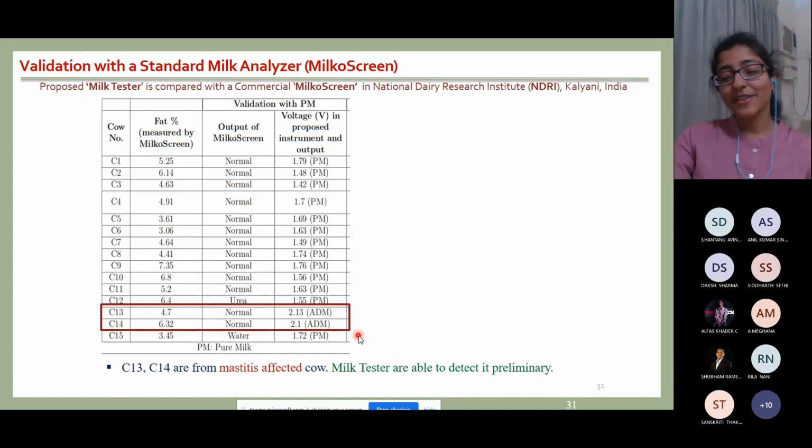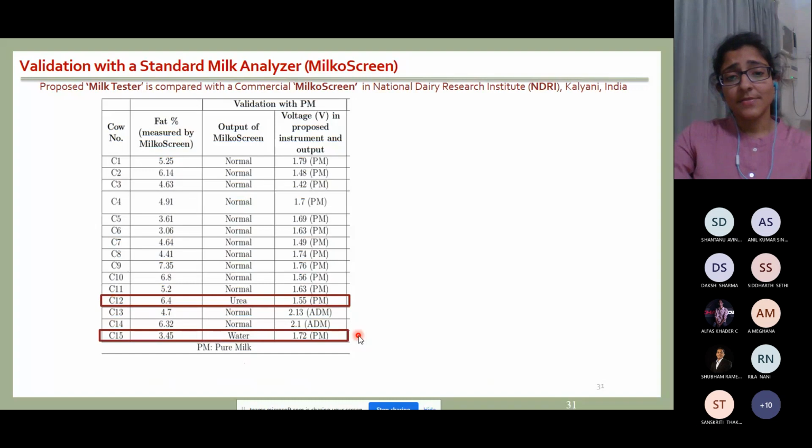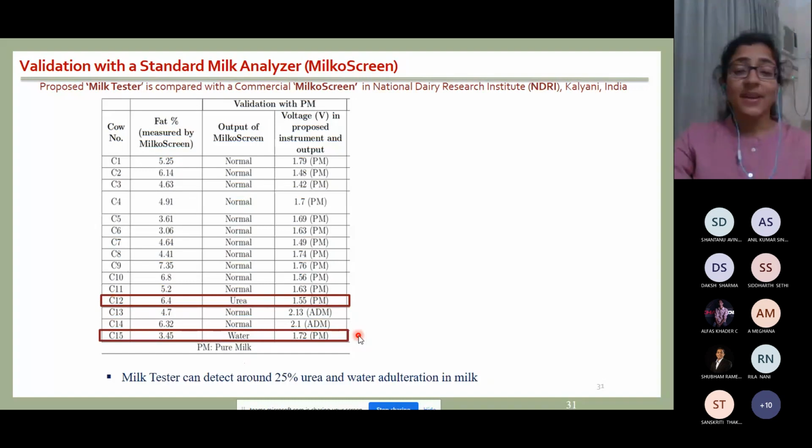So this is one of the findings. After that, we saw that the Milkoscreen could detect the urea and normal water adulteration, but our instrument couldn't, and we found that it is because of the covalent bond. Our instrument can detect 25% urea and water adulteration in milk, and we are doing research on how to reduce that adulterant concentration so that it can detect it.